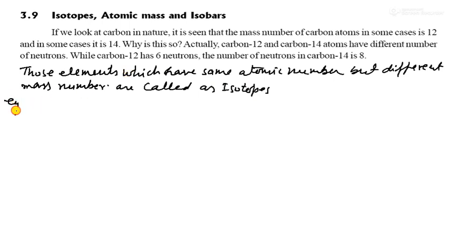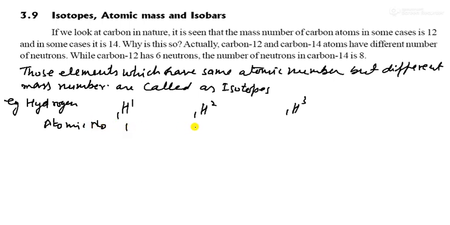So for example, hydrogen has 3 isotopes. In case of hydrogen, the first one is 1 and 1, the second one is 1 and 2, and here is 1 and 3. Here is the atomic number, that is 1, it is 1, it is 1, and the mass number is here, it is 1, it is 2, and it is 3. So you can see the mass number is different and the atomic number is the same.